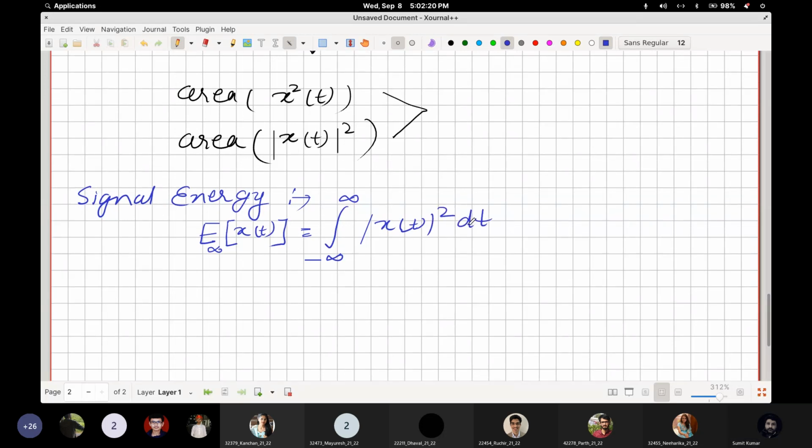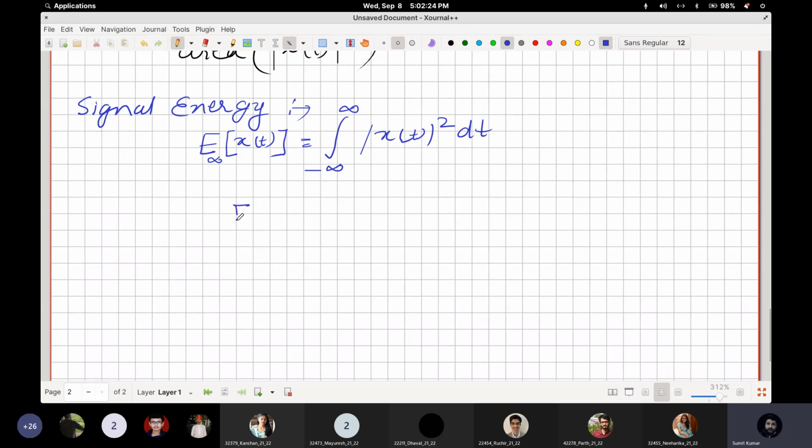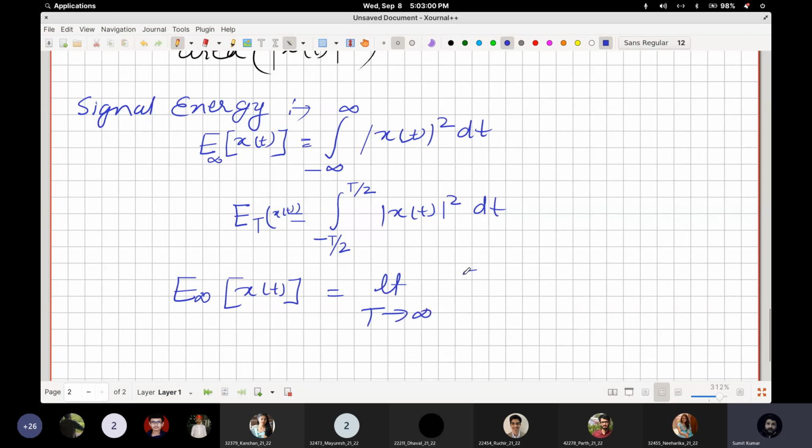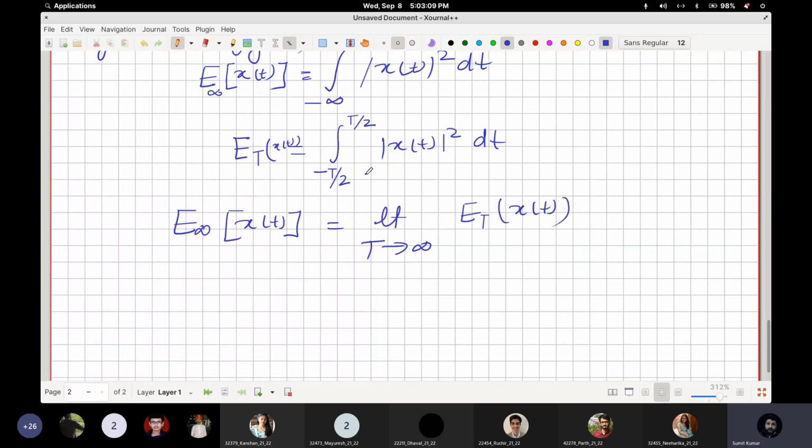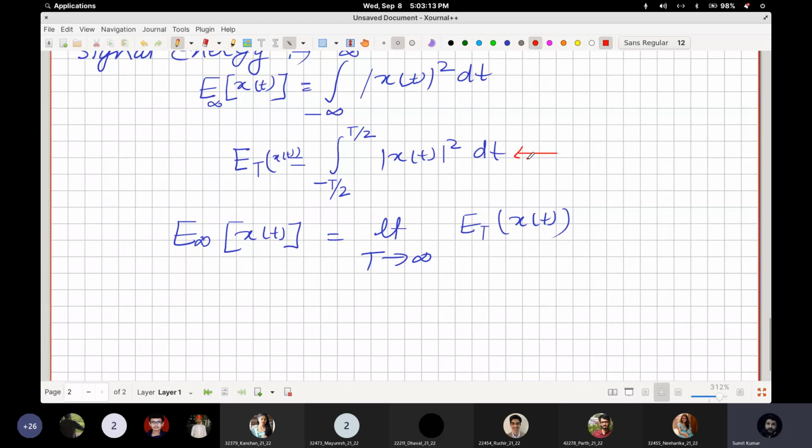Okay, and why I'm saying this, because I would like to compute this quantity for, let's say, a signal of finite duration. So I would like to compute ET, which is for time duration T. Let me define it as the integral from minus T by 2 to T by 2 of mod of xt whole square dt. And E infinity of x of t is defined as the limit as T tends to infinity of ET of xt. If a signal is of finite duration, we like to compute it like this, and this is what you can call the time bound energy of the signal. And this is the complete energy of the signal.